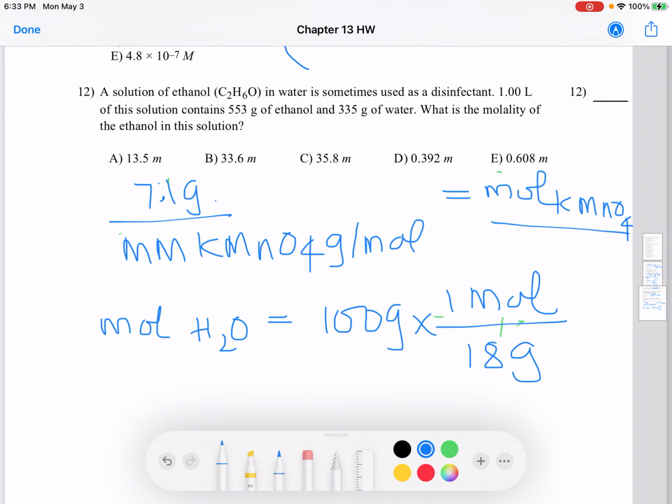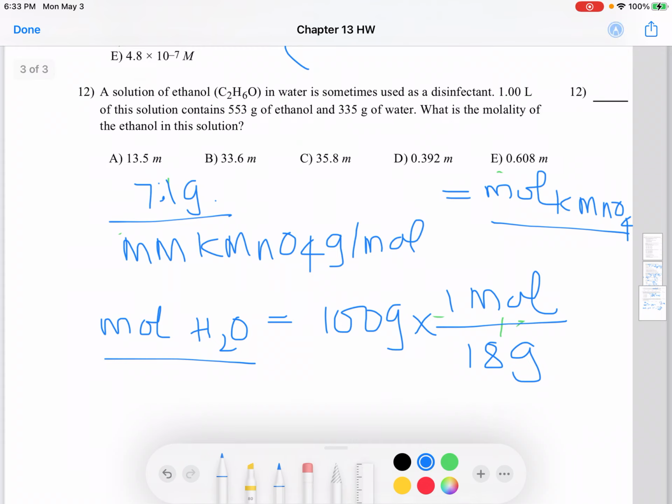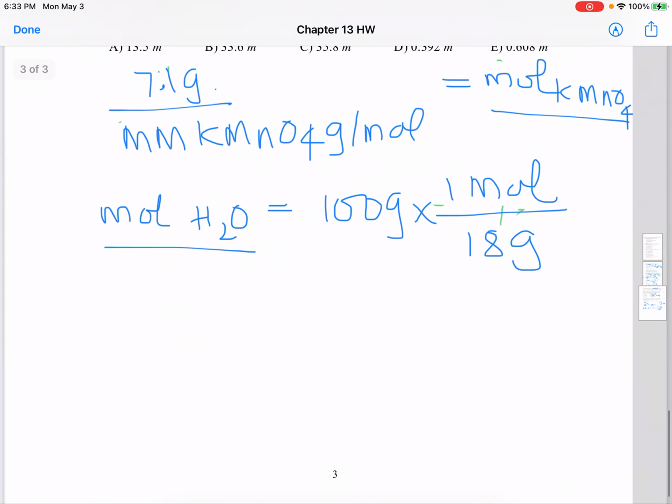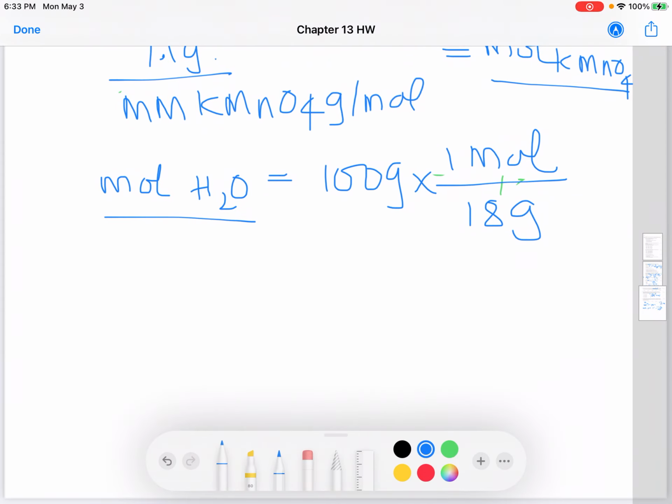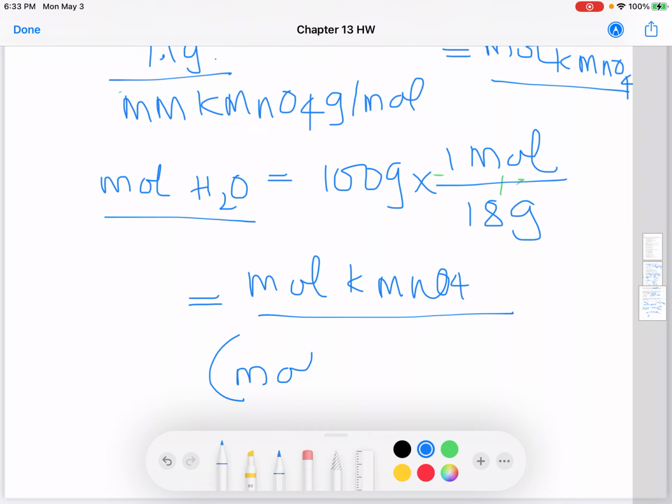So you calculate the moles of potassium permanganate, and from here you calculate the moles of water. Then you take the moles KMnO4 that you calculated, and you divide it by that same number of moles KMnO4 plus the moles water. That will give you the mole fraction. Okay.